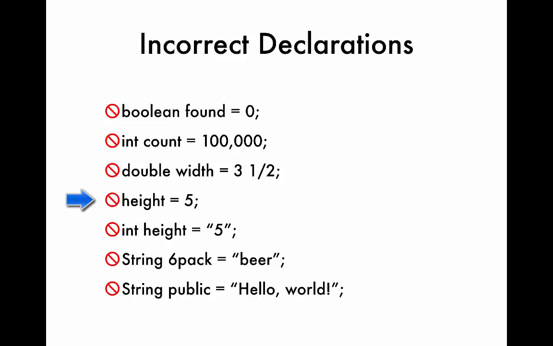Fourth, the variable height is not declared. So this would be a valid assignment statement, but it's not a valid declaration. Fifth, you're trying to assign a string here to an integer. You can't do that in Java. They're different types. Sixth, you can't have a variable name that starts with a number in Java. And finally, you can't use a keyword as a variable name in Java. The word public is a keyword in Java.